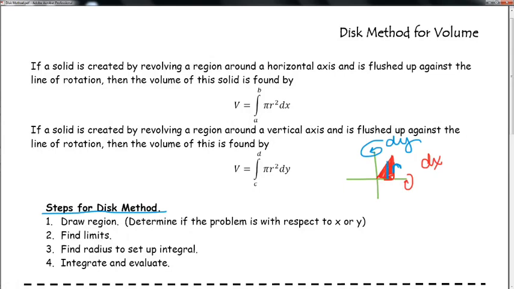Our formulas are all creating cross sections of circles. If I was going to spin this, and I'll show you pictures in class, I'm just creating a bunch of different circles. That's what the pi r squared is from.